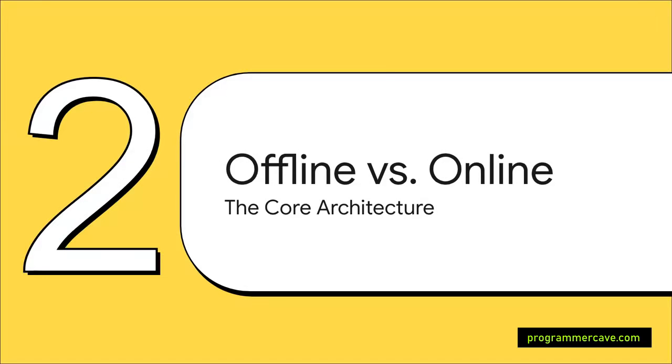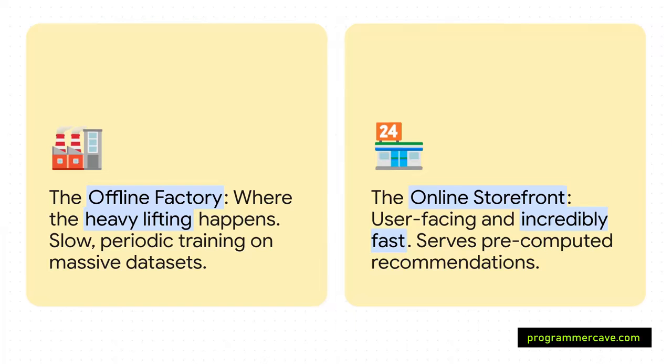Okay, and now we get to what is, without a doubt, the single most important architectural decision we have to make. To get that speed and scale we just talked about, we absolutely have to split our system into two completely separate parts. This isn't just a good idea, it's pretty much how every major recommendation system out there is built. I want you to think of it like this. We have an offline factory and an online storefront.